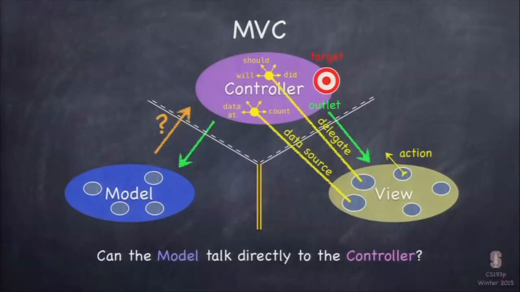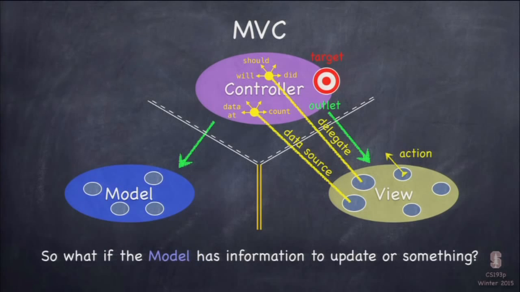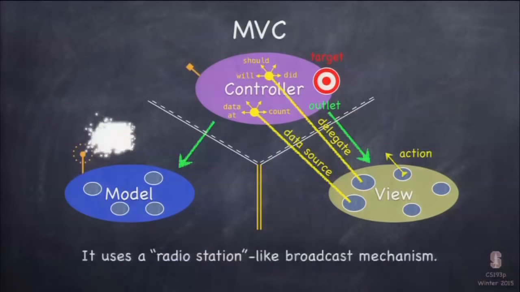What about this communication? Can the model talk to the controller? Again, obviously that's verboten because the model knows nothing about UI, so it couldn't possibly talk to a UI object like the controller. But sometimes things change in the model, and the controller needs to know about it. Okay, data changes, a database changes, or the model is some network database, and somebody changes something on the network, and the controller needs to find out. So how do we do that communication?